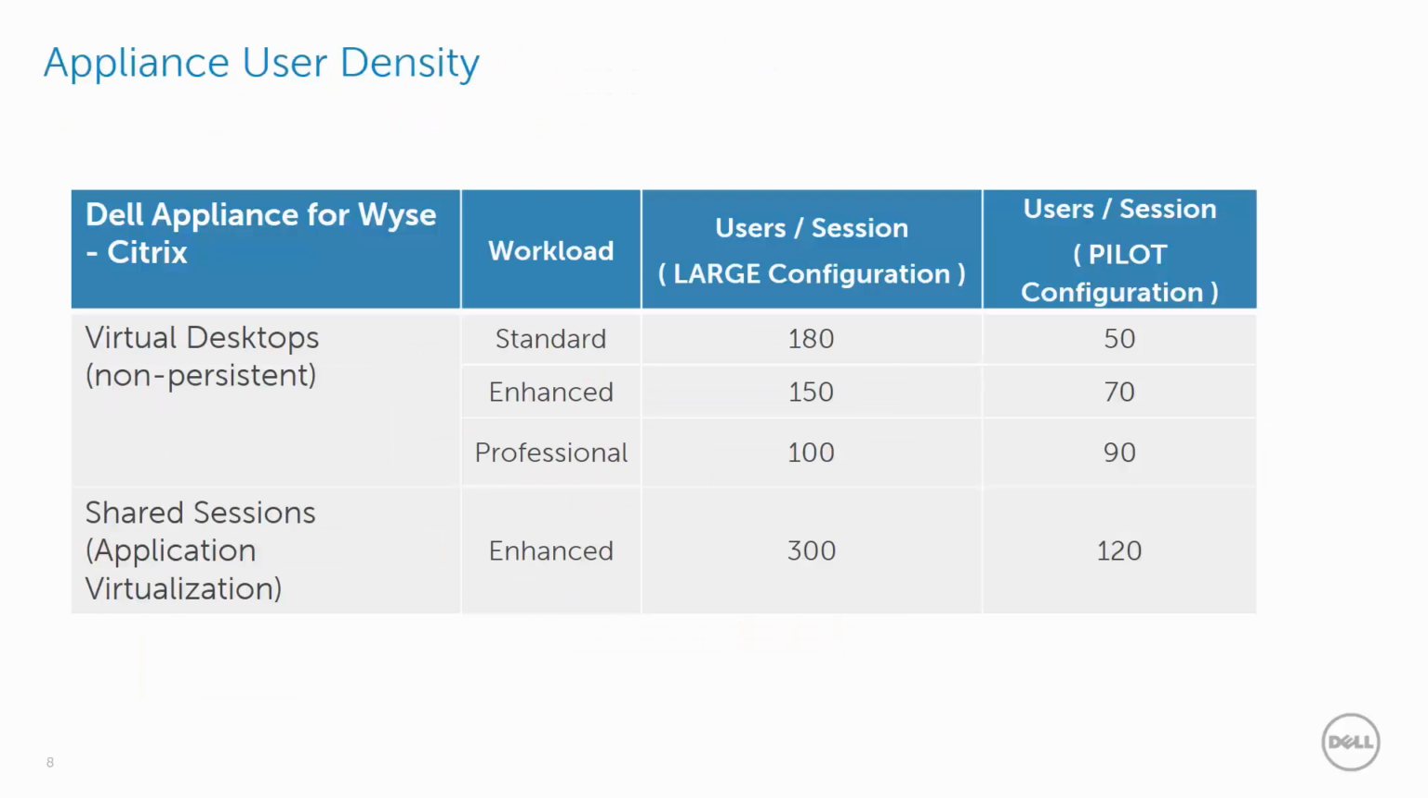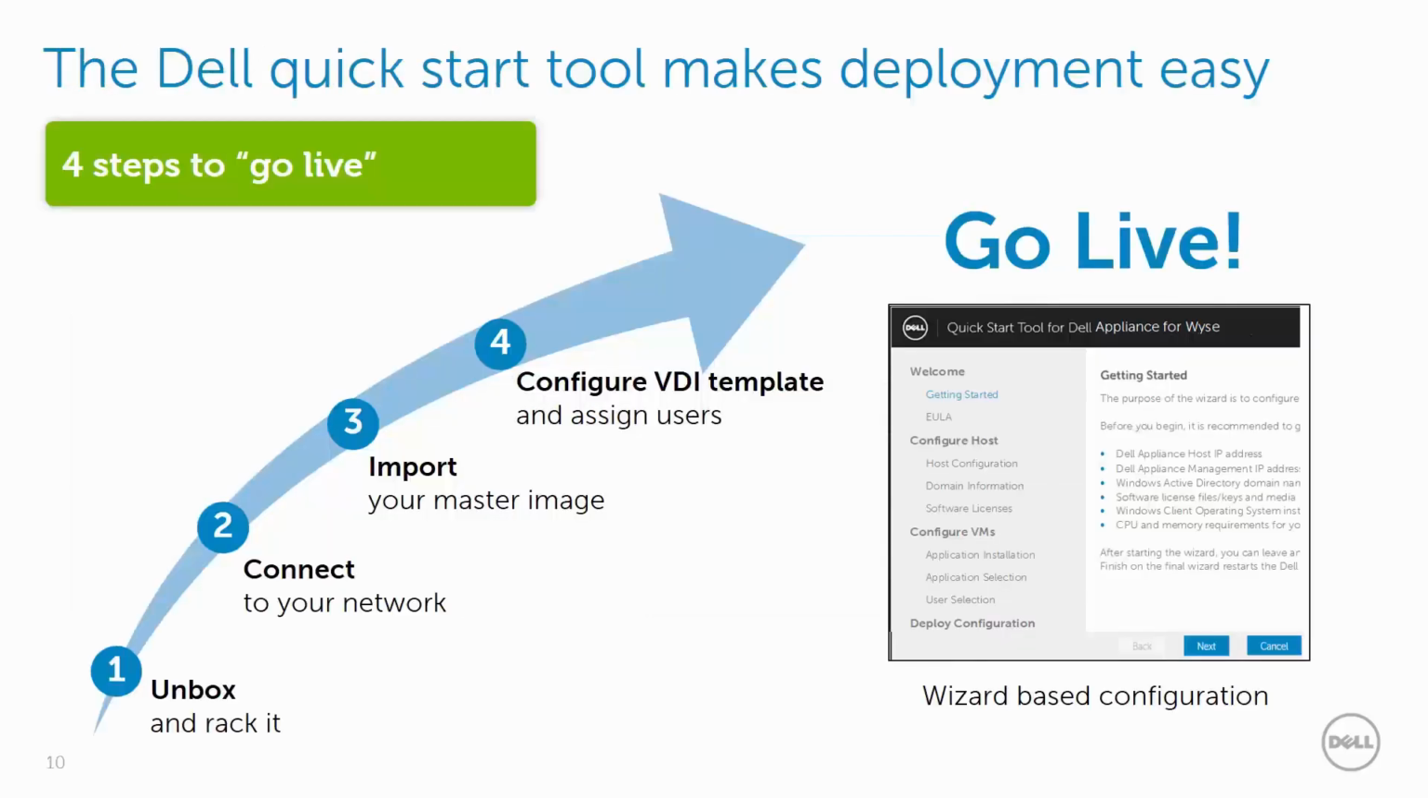Here we can see how the new Dell Appliance for Wyse and Citrix solution scales. Each architecture has been scale tested for performance using industry standard scalability and user experience monitoring tools. The steps are simple to set this up. Once the box is racked into your data center, we need to connect it to your network and add it to your existing Microsoft Active Directory domain. The Dell QuickStart utility can be launched from the administrator's desktop and then be used immediately to import your master image and begin provisioning.